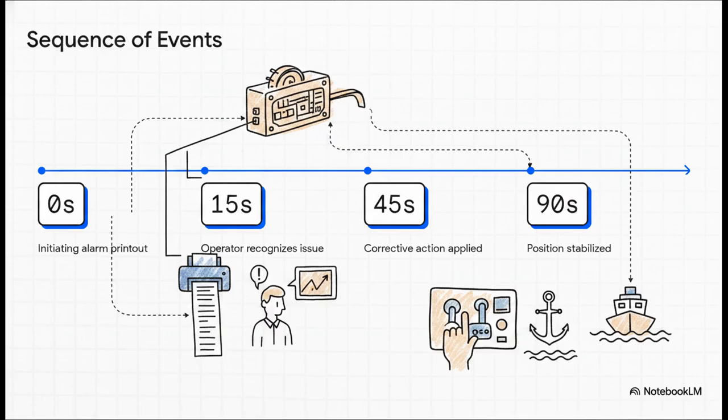You're going to construct this timeline using the raw data from your DP, PMS, and VMS alarm printouts. It needs to read exactly like an airplane's black box. For instance, second 0, initiating alarm printout. Second 15, operator recognizes the issue. Second 45, corrective action applied. Second 90, position stabilized. Just walk through it step by step, completely grounded in the facts.